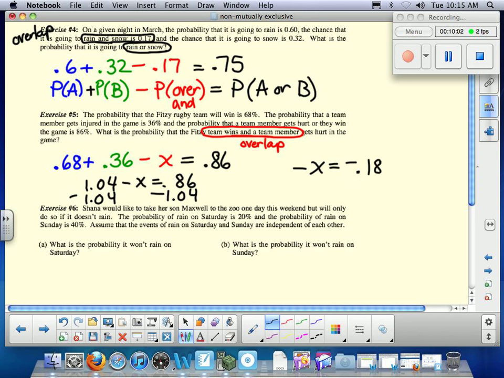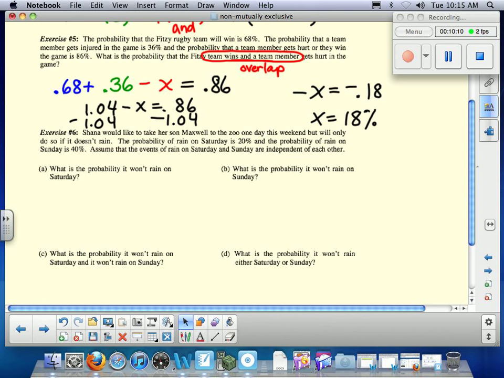Did you get an 18? Yes. So an 18% chance that they win and someone gets hurt. As a mom, I like that percent. Only 18. Could be worse. It could be. Sometimes I feel like it's worse.